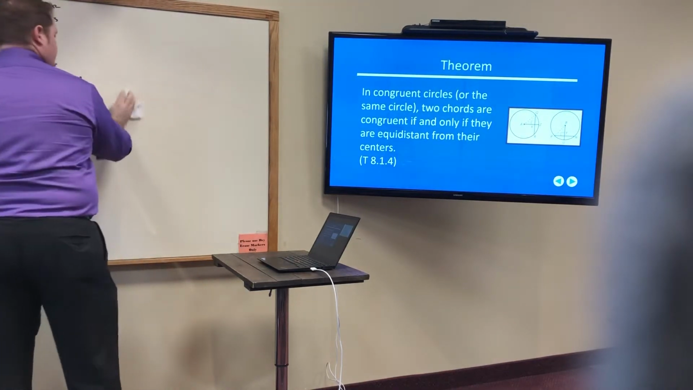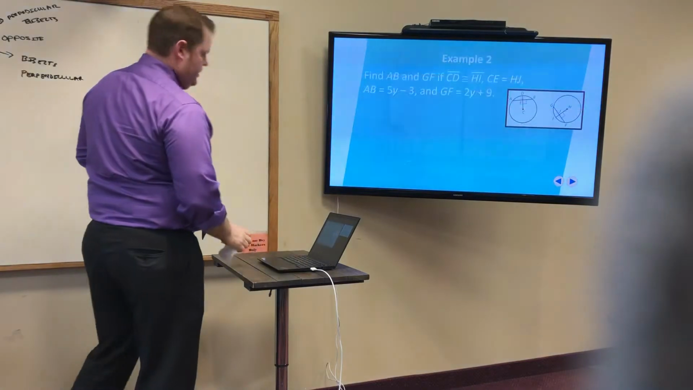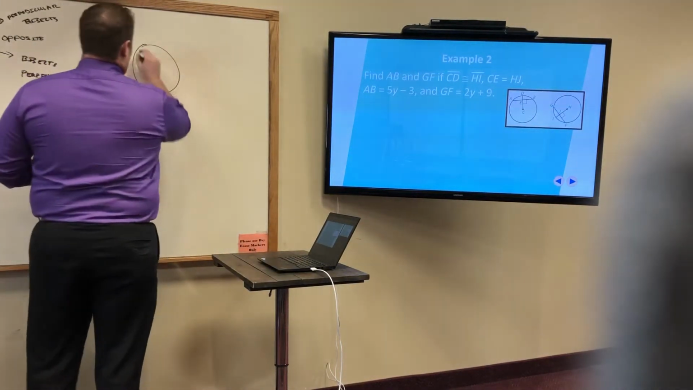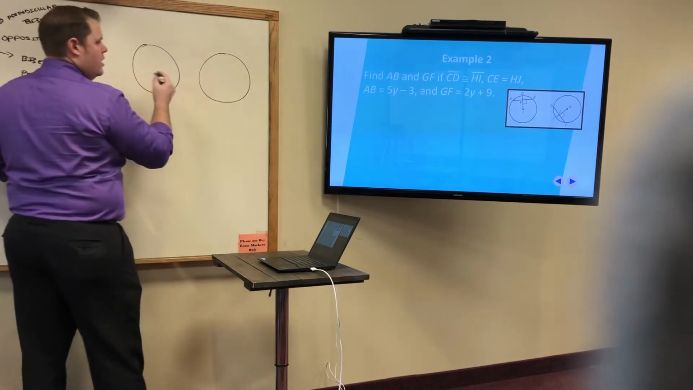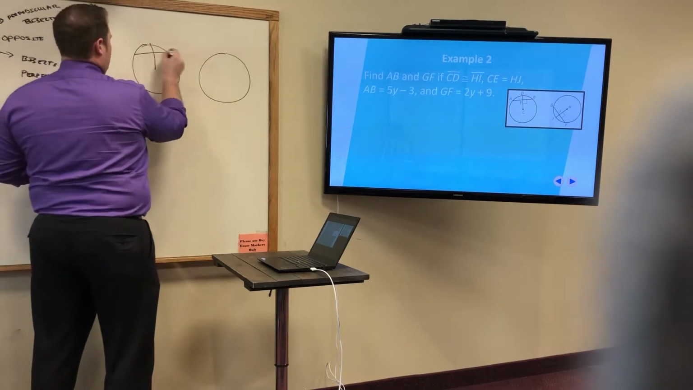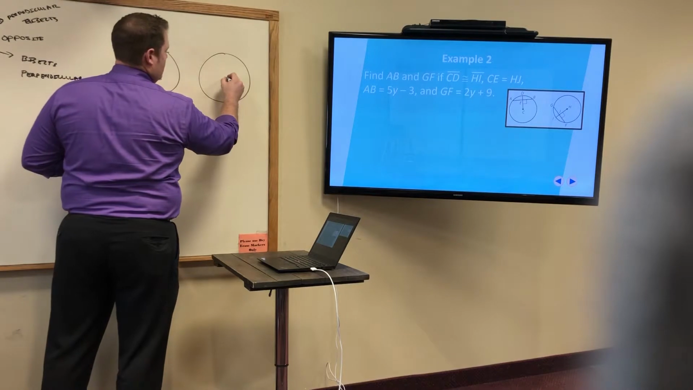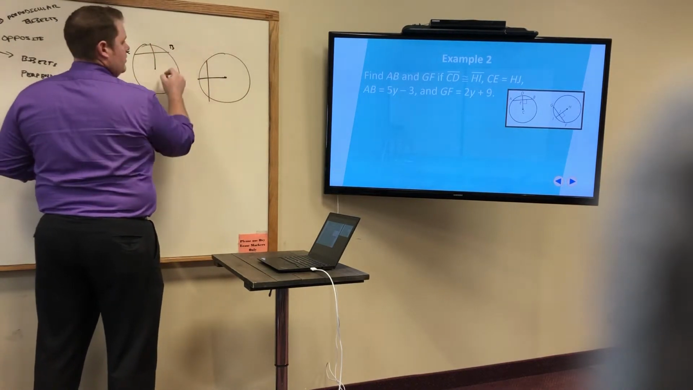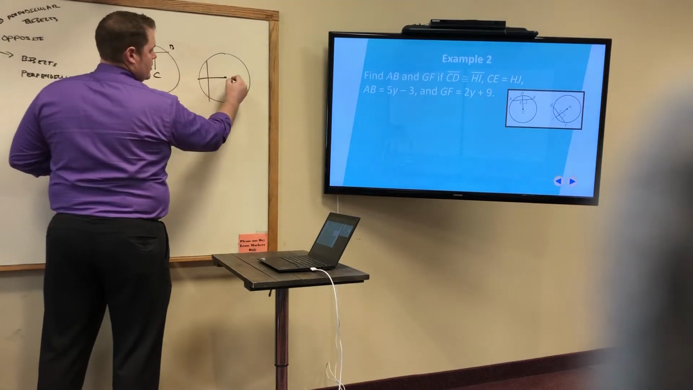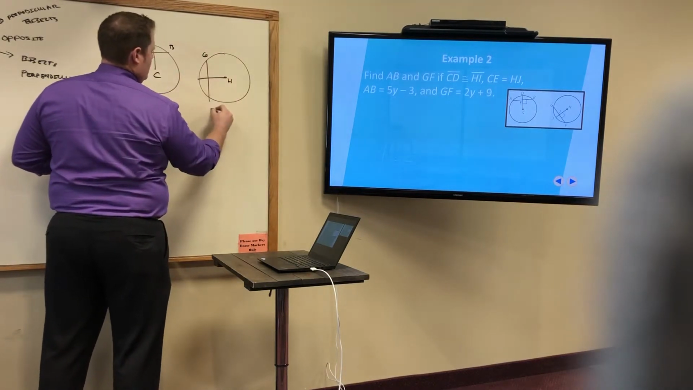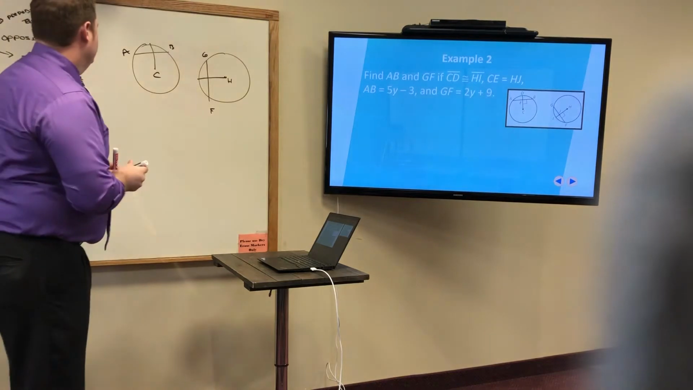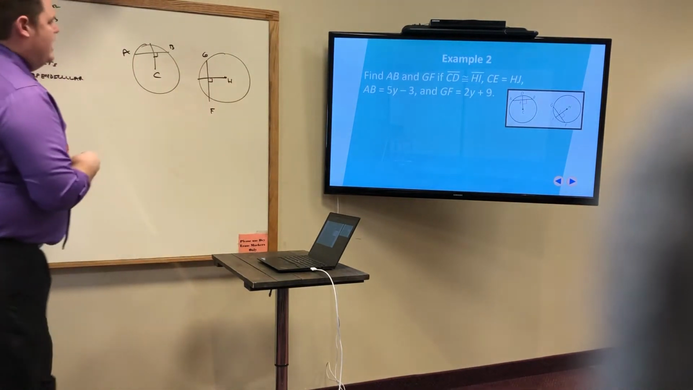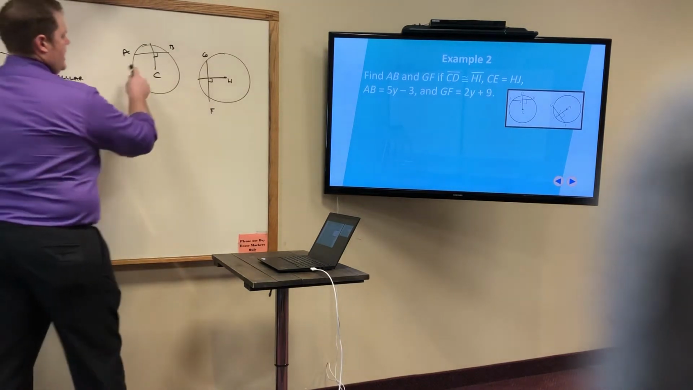All right, everybody got that written down? Here you go. So let's do this problem together. So we have our problem. Okay, so now notice that it says, alright, so here we go. It says find AB and GF.